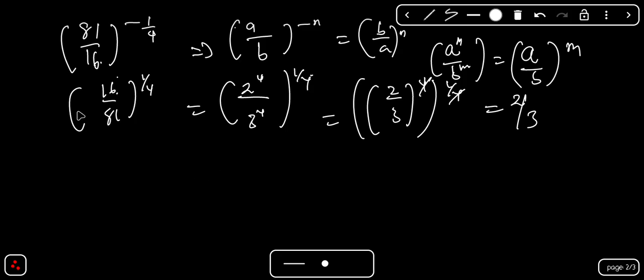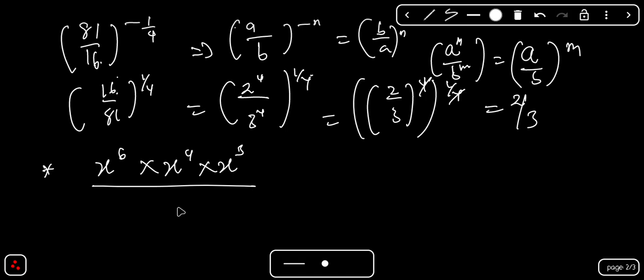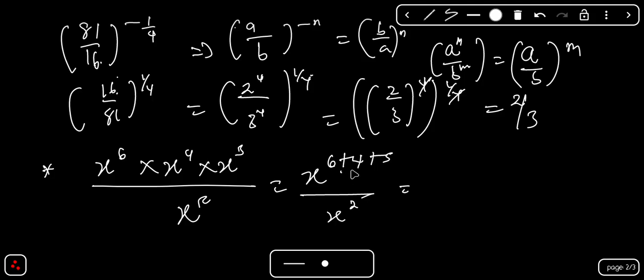Okay, now let's solve this problem also. So we have x raised to the power of 6 multiplied by x raised to the power of 4 multiplied by x raised to the power of 5, then everything over x raised to the power of 2. Okay, so this will be equal to, if we add the exponents here, we have x raised to the power of 6 plus 4 plus 5, then everything over x raised to the power of 2. So 6 plus 4 will give us 10 plus 5 will give us 15. So we have x raised to the power of 15 over x raised to the power of 2.